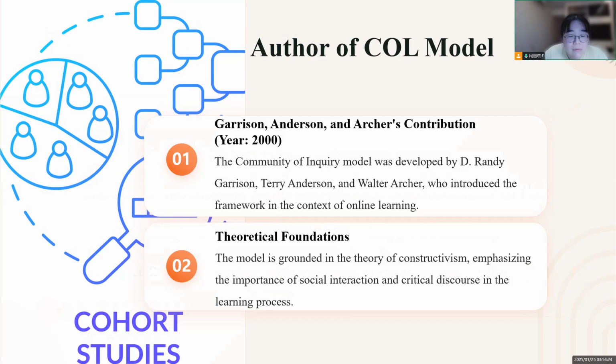There are 3 authors of this model. The community of inquiry model was introduced by Garrison, Anderson, and Archer in 2000. It was developed as a framework for understanding online learning and is grounded in constructivist theory, which emphasizes social interaction and critical thinking in the learning process.